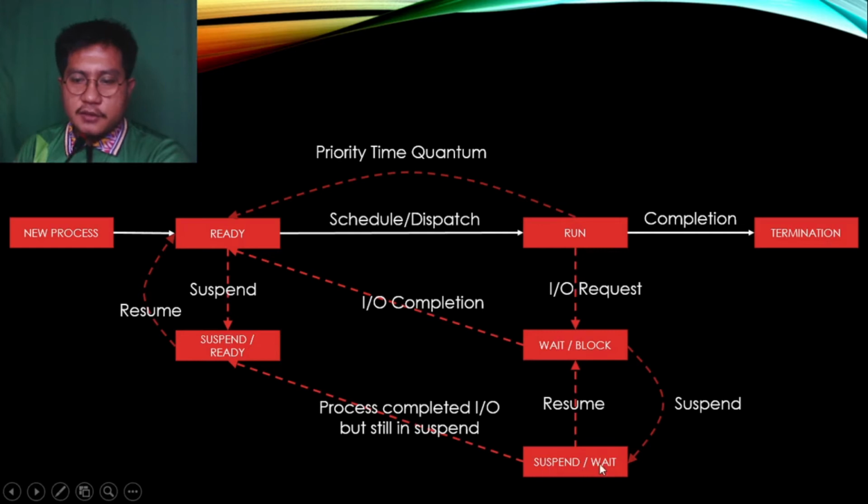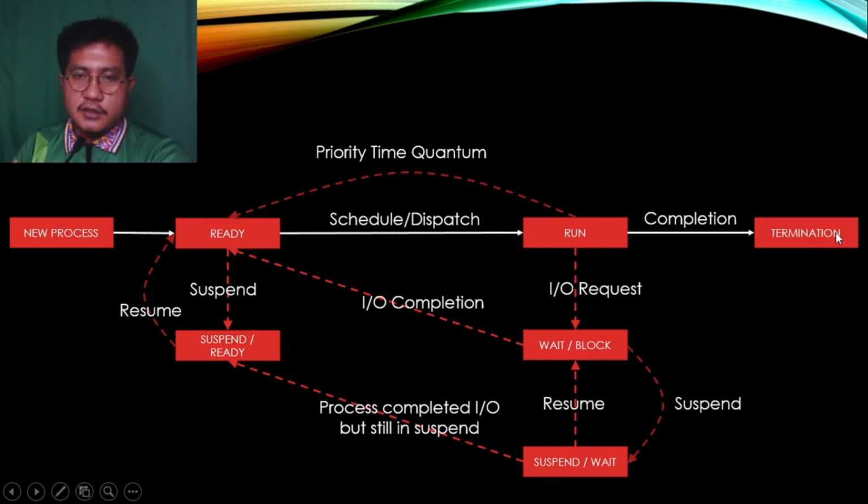It could also be suspended and wait if you have already supplied the necessary or additional resources, but still it will not be resumed. It will be put to process completed IO, but still in suspension. The reason is just like a while ago, the example of the lack of space in your RAM. You have already supplied the necessary additional input or resources, but it could not proceed because there is not enough space in the RAM to run that process. So it will be suspended and ready, and when there is enough space in your memory, it will resume to ready state, then dispatch, run until completion or termination.